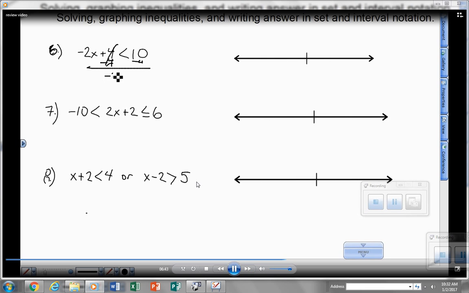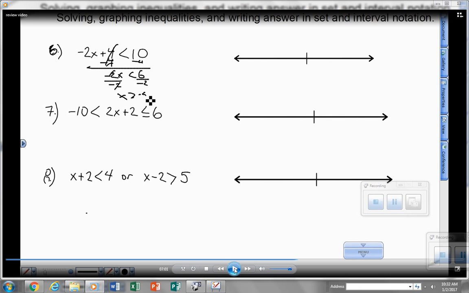Bring down the negative 2x. Do not write an equation. Don't write an equal right there. Write an inequality. 10 minus 4 is 6. Right here, dividing both sides by negative 2. Remember, dividing inequalities by negative 2 switches that inequality around.